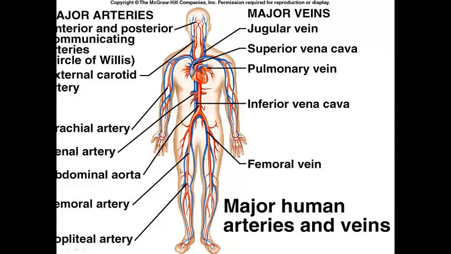You have a femoral artery that takes blood down into your legs. You have an abdominal aorta that is responsible for transporting blood down into the lower half of your body. Your renal artery is your artery that's involved in filtering blood through your kidneys.